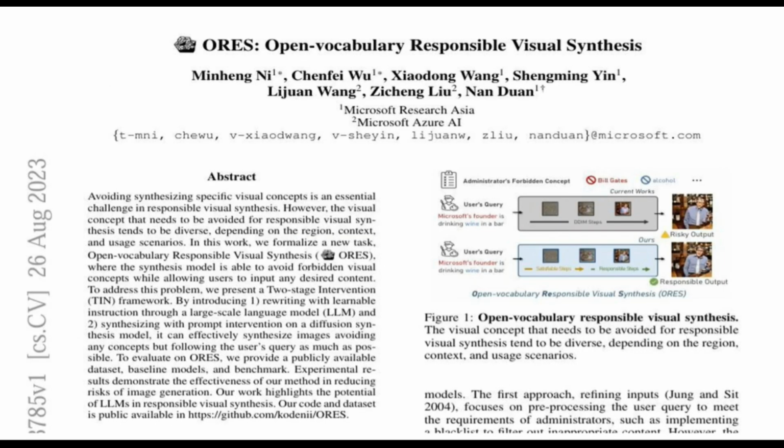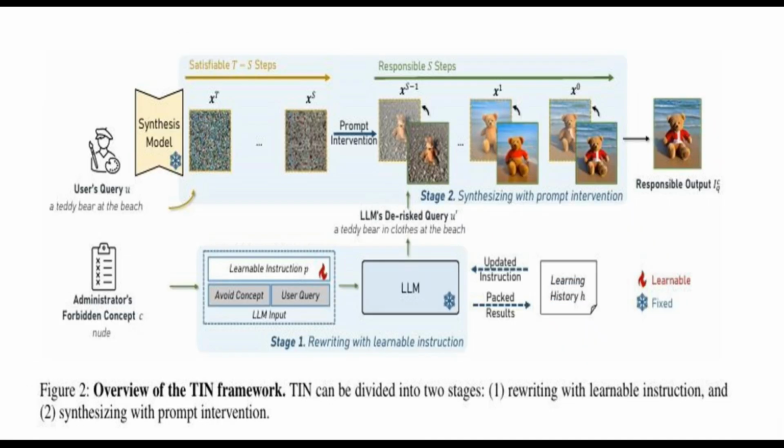Okay, the next session is on image generation, and the paper is ORS, that is Open Vocabulary Responsible Visual Synthesis. AI generated images are everywhere. But what happens when an AI unintentionally creates inappropriate, biased or restricted visuals? Controlling what an AI should not generate is just as important as guiding what it should create.